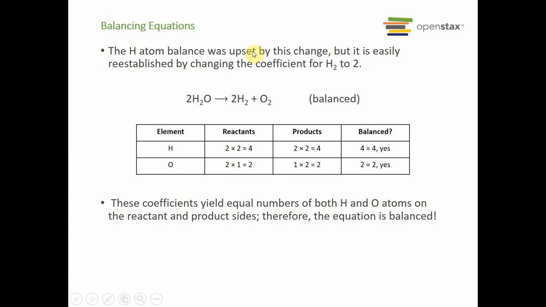The H atom balance was upset by this change, but it is easily reestablished by changing the coefficient of H2 to 2. So now we've got 2H2O goes to 2H2 plus O2. So we check. The number of hydrogens on the reactant side is 2 times 2 is 4. On the product side, it's 2 times 2 is 4. The oxygen on the reactant side is 2 times 1 is 2. And on the product side, it's 1 times 2 is 2. So yes, 4 equals 4 and 2 equals 2. These coefficients yield equal numbers of both hydrogen and oxygen atoms on the reactant and product sides. Therefore, the equation is balanced.